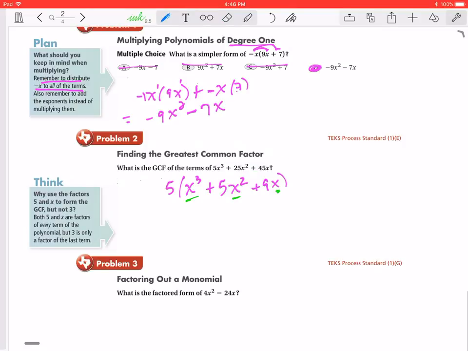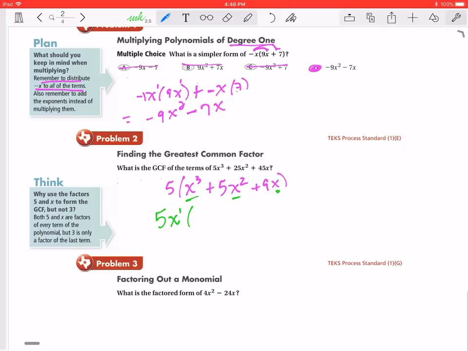So let's think, what would I multiply by to get 9x? If I have a 9 and an x, 9 times x would give me 9x. So I can factor out an x. So I'm going to rewrite this as 5x. Now remember, that x is to the 1 power, so I can say that I'm dividing this whole thing by x, and I'd be subtracting 1 from the exponent of every term in here.